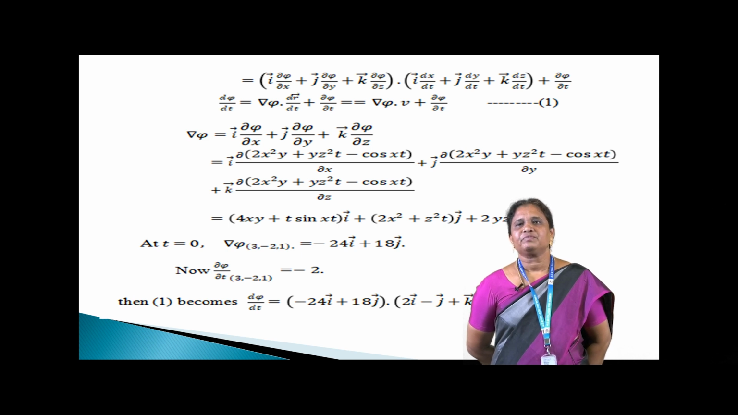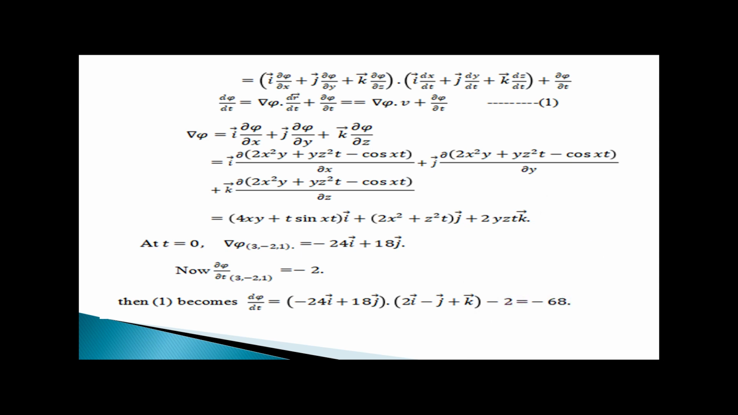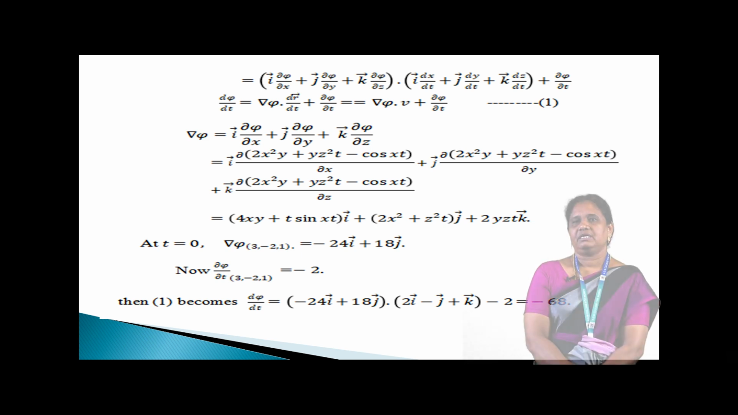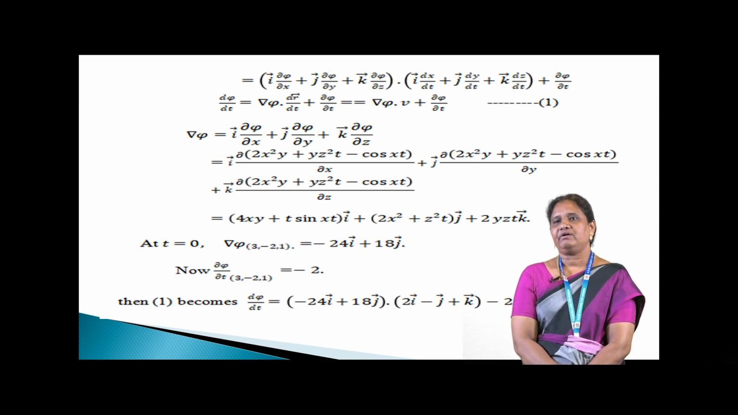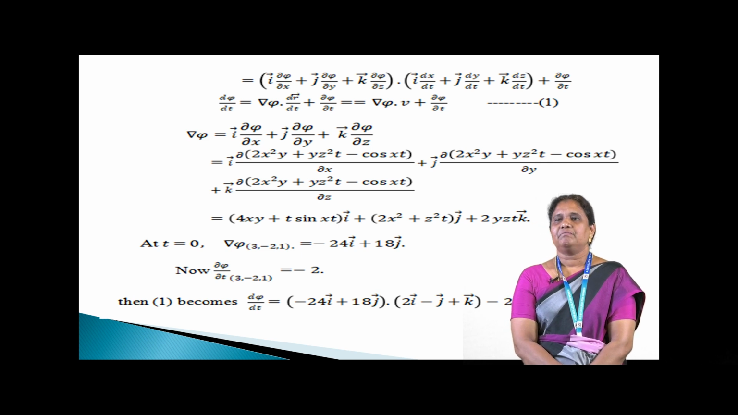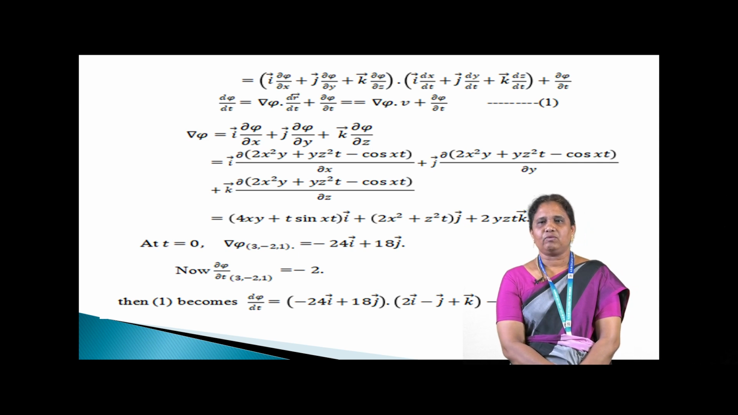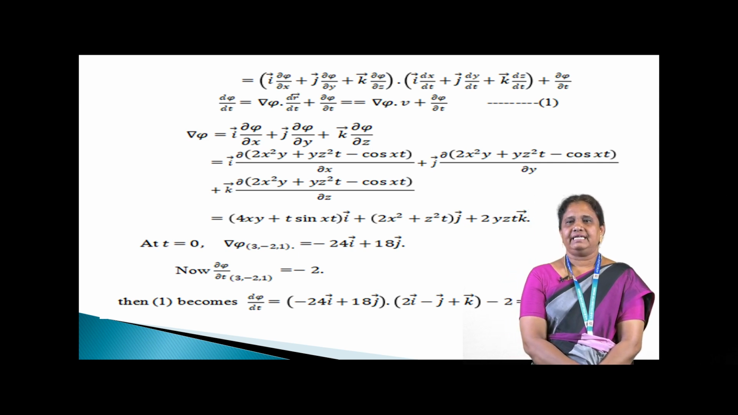So we get 4xy plus t times sin xt, because differentiating cos of xt, we have sin of xt into t, and the minus becomes positive. So 4xy plus t sin of xt into i vector, and the coefficient of j vector is 2x square plus z square t, plus 2yz t k vector. Now at t equal to 0, we have to find del phi at the point 3, minus 2, 1.